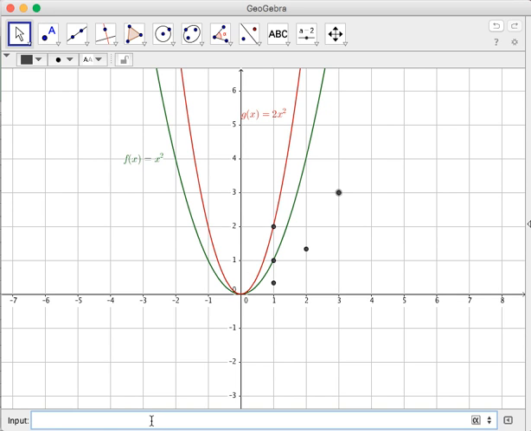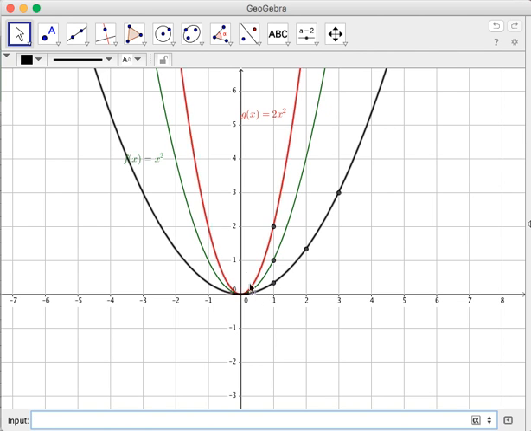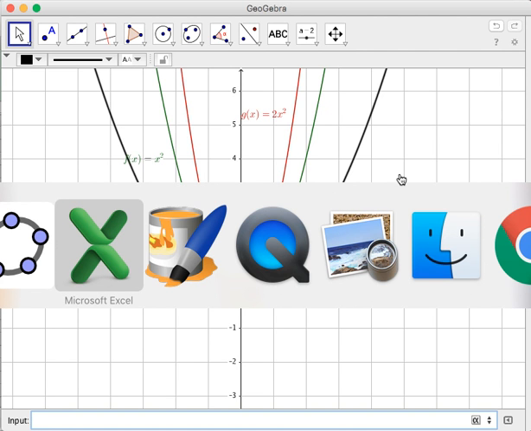And if we draw the graph of this by typing h of x equals 1/3 times f of x, the graph is this. It is wider because the corresponding point is this. It is closer to the x-axis, so it becomes wider.